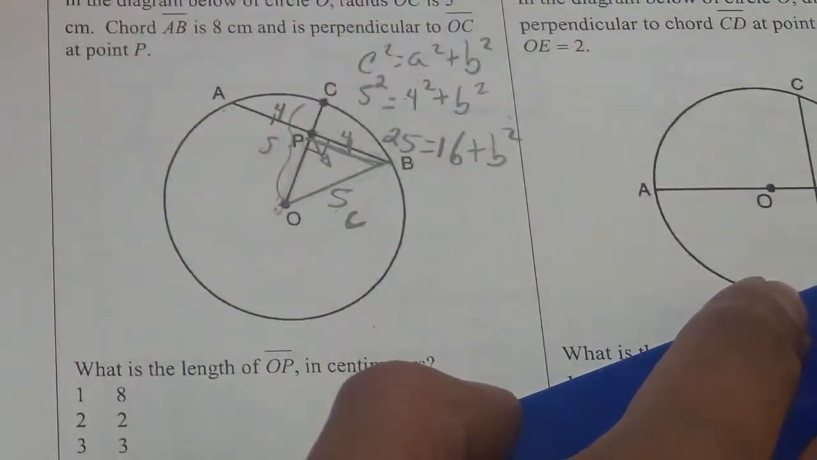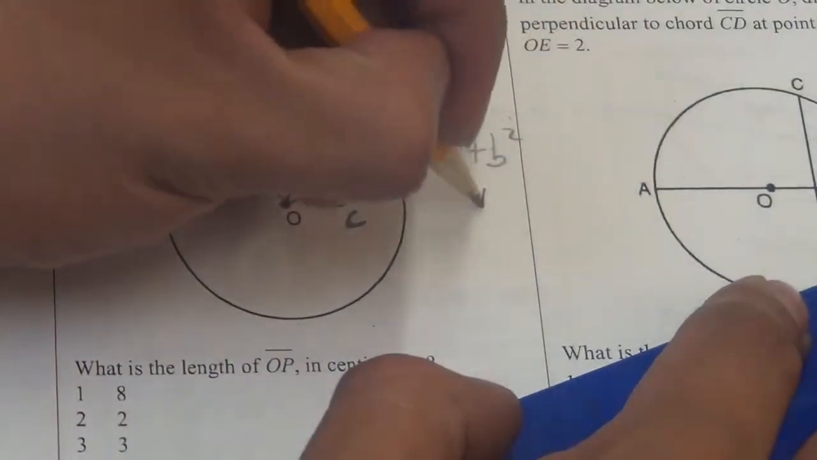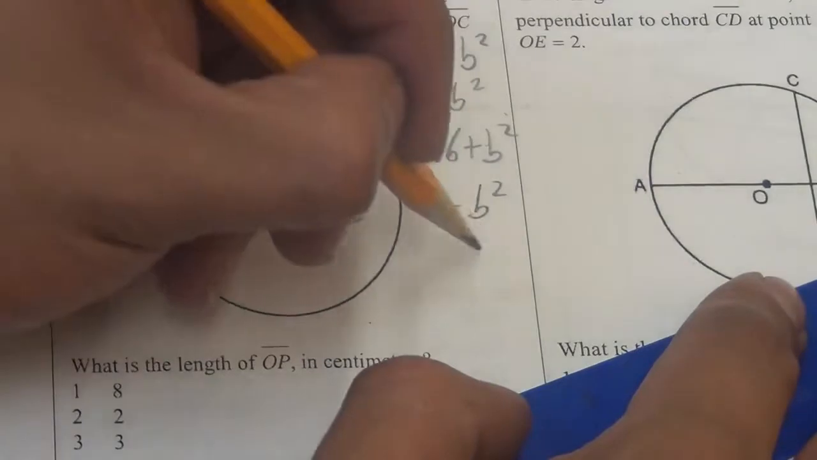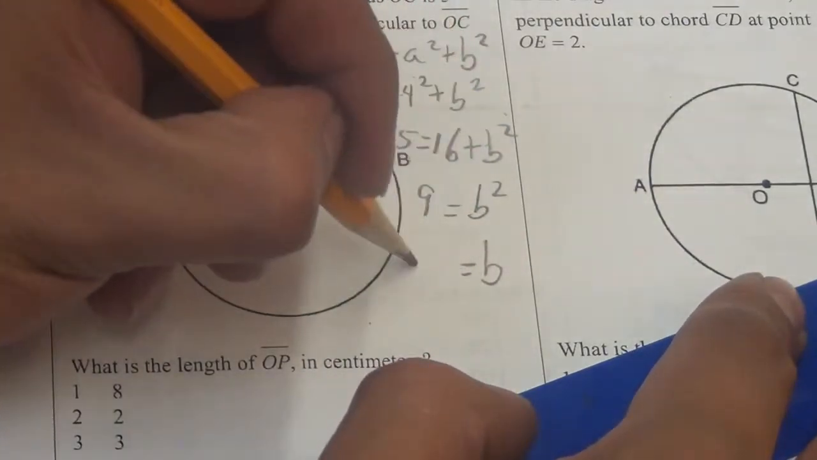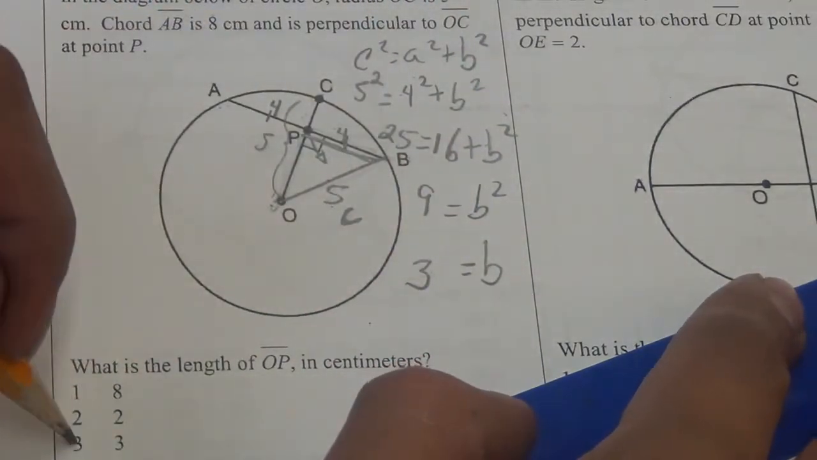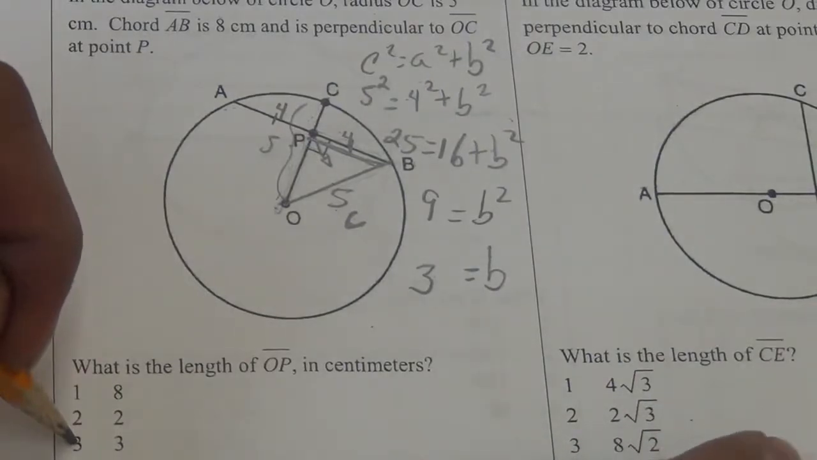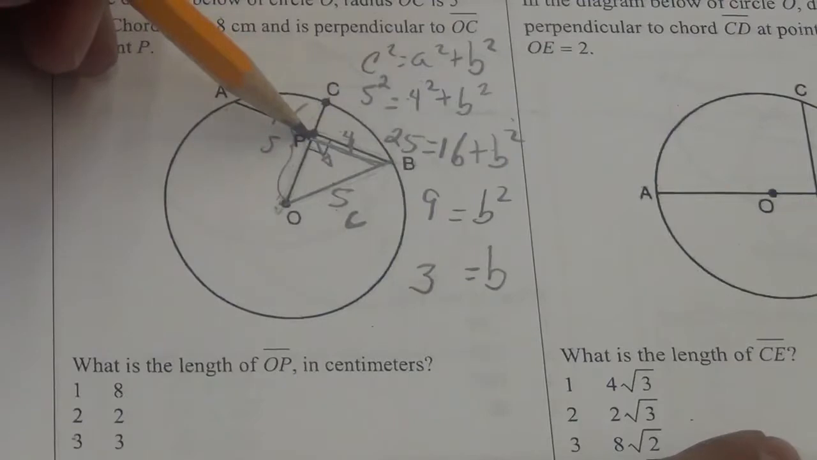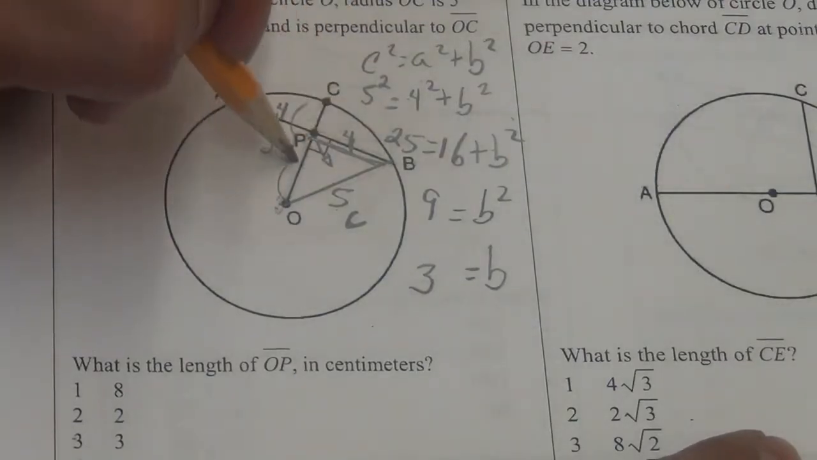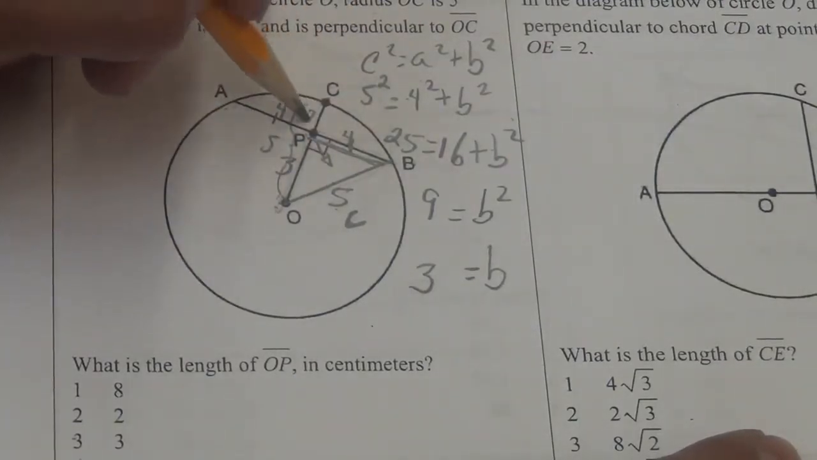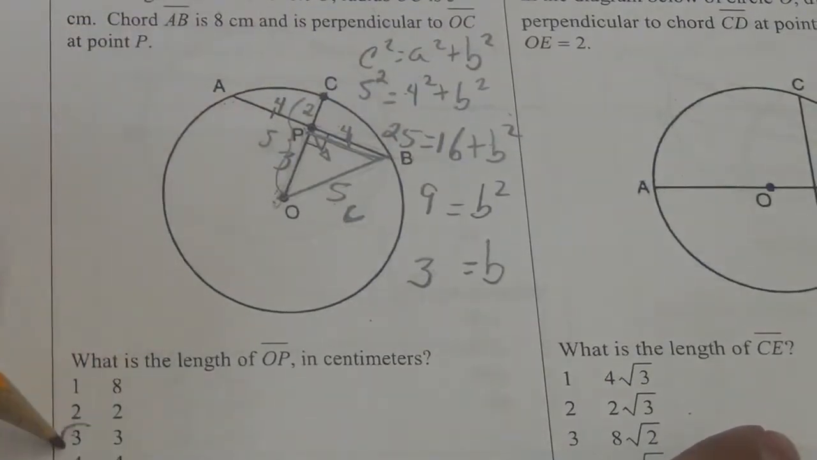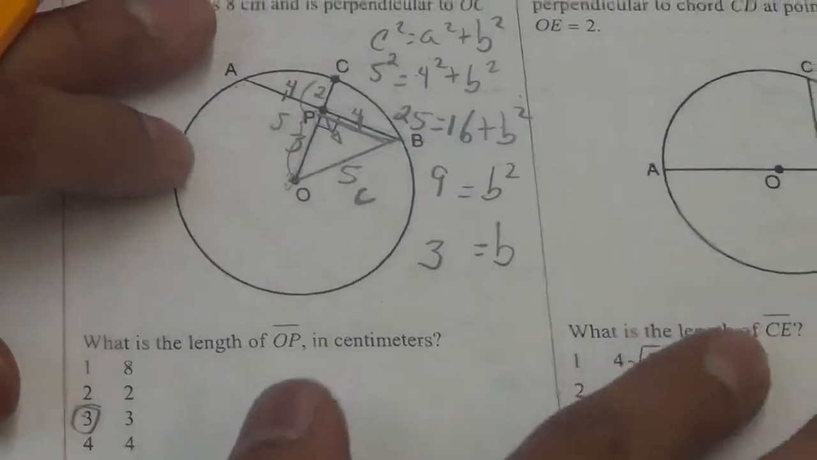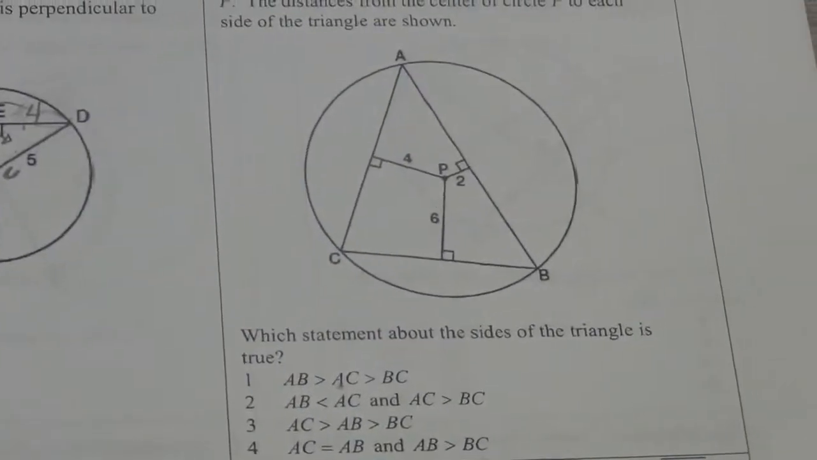So 25 equals 4 squared, which is 16, plus b squared. I'm solving for b squared, so what am I going to do? Subtract 16, so b squared is 9. Then I have to take the square root of that, and b becomes 3. So now, did I answer my question? I don't know. Let me see. They said, what is the length of OP? Oh, I did. OP is 3, and therefore CP is 2. But the answer will be 3 because that's OP. Make sense? Cool. Let us go on to the next problem.